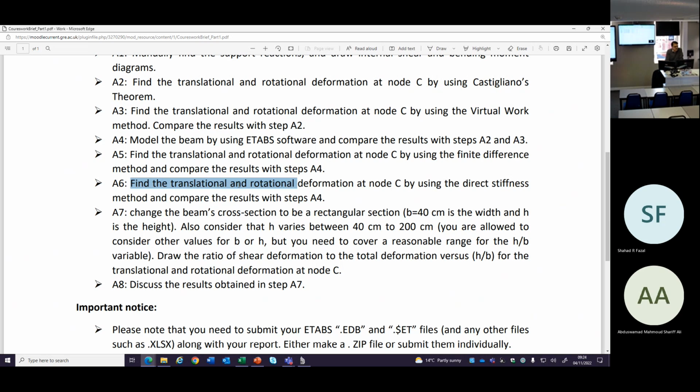A6 says find the translational and rotational deformation again at C by using direct stiffness method and compare the results with step A4. Direct stiffness method is something that we are going to teach in the next lectures. We are at the halfway. In the next half, we will teach virtual method, something today and next week.